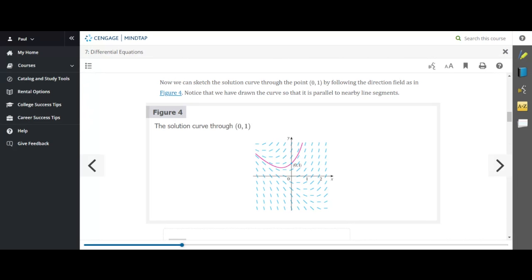Okay? You see how the red solution follows the direction field? That's why it's called a direction field. It doesn't fight. Think of it like water current, and the solution follows the current. And if you were to pick another point in the direction field, the solution would look different. For well-behaved differential equations, the solutions aren't going to overlap.